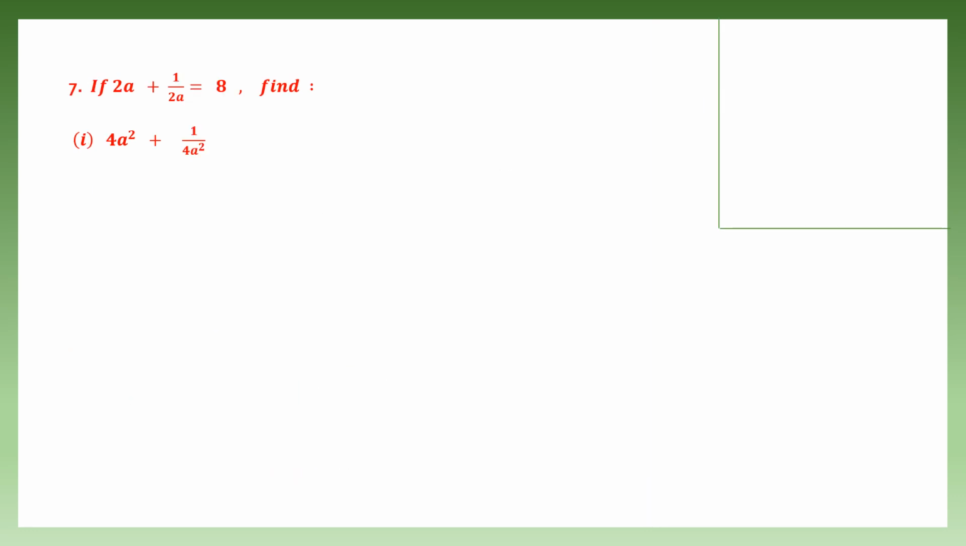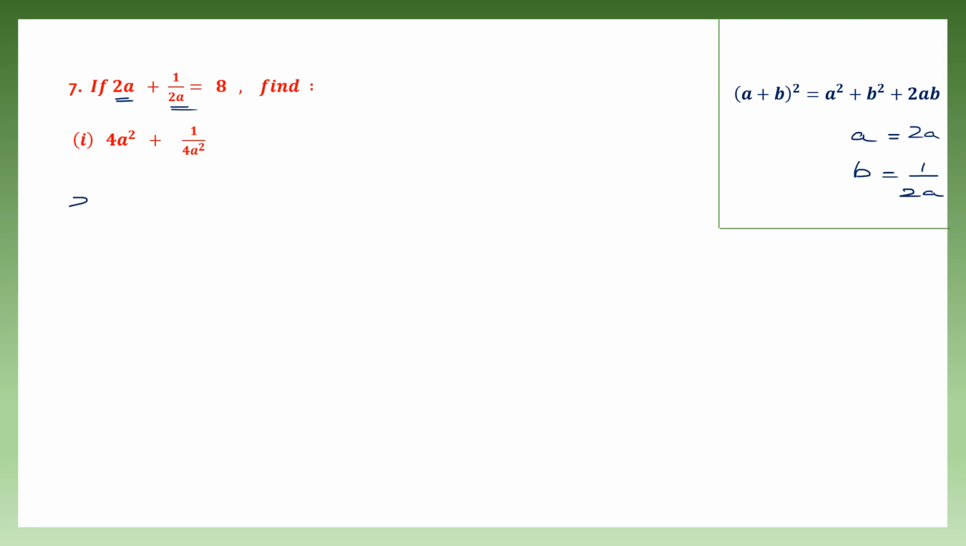Question 7. Now here we have, if 2a plus 1 by 2a is equal to 8, find 4a square plus 1 by 4a square. So here let's take this and use the formula (a plus b) the whole square, which is a square plus b square plus 2ab. So in this case, a will be the first term, that is 2a, and b will be the second term, which is 1 by 2a.